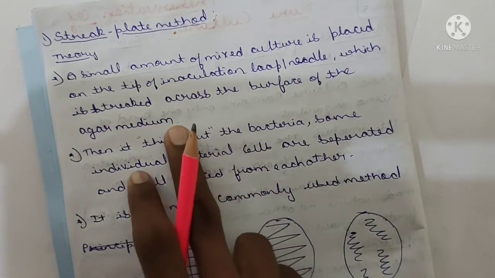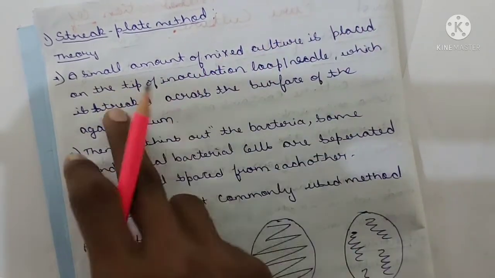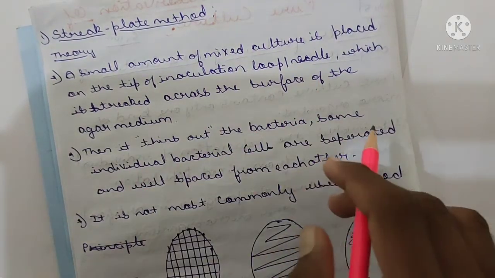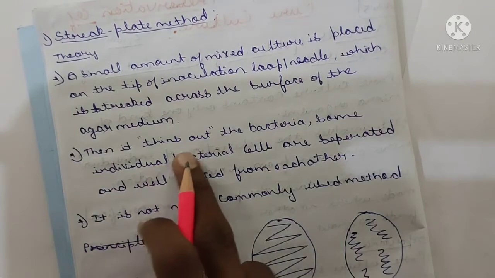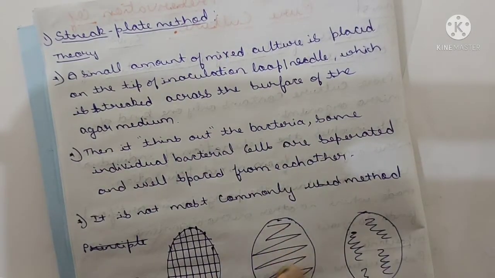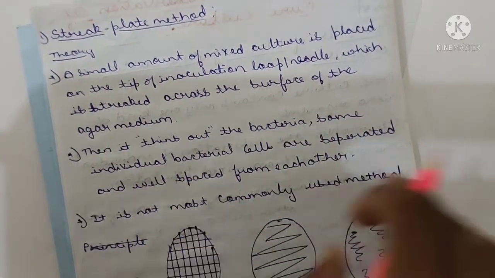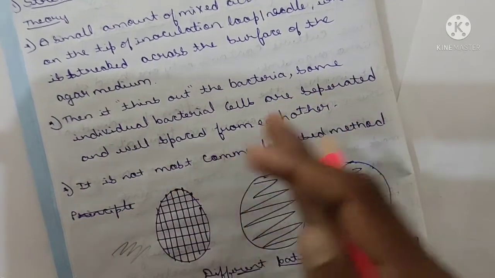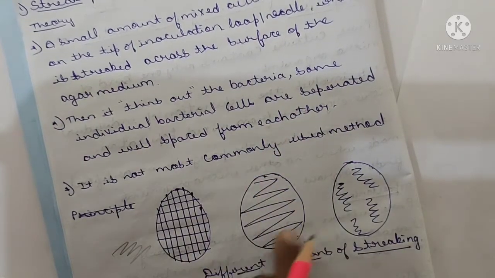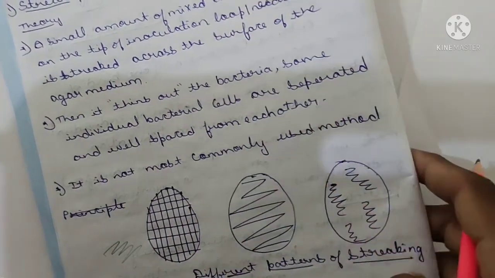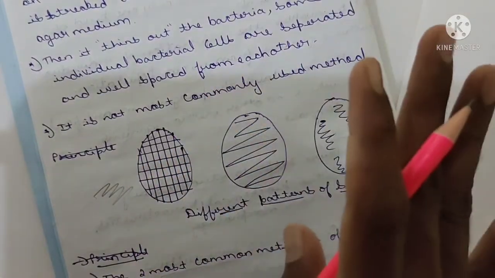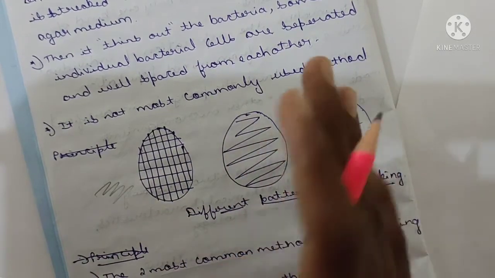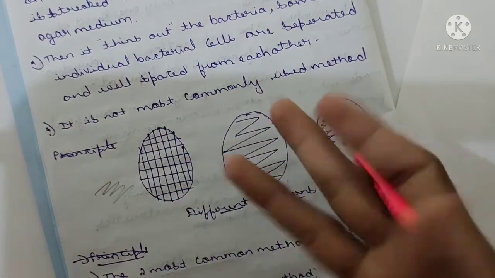Here they said a small amount of mixed culture is placed on the tip of the inoculation loop or needle, which is streaked across the surface of the agar medium. Then it thins out. This is the thinning out. Some individual bacterial cells are separated and well spaced from each other. By that way we can easily understand the concept. Here it is not the most commonly used method. Got it? This type of method is not commonly used but preferred. Commonly used not, but we can prefer this method.